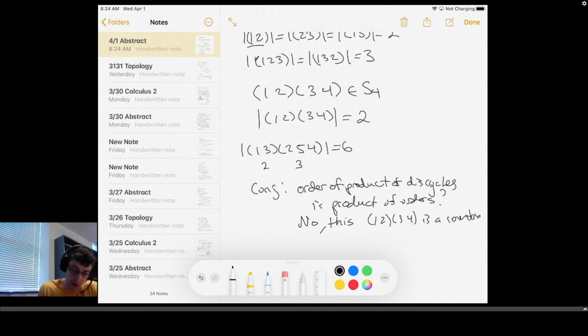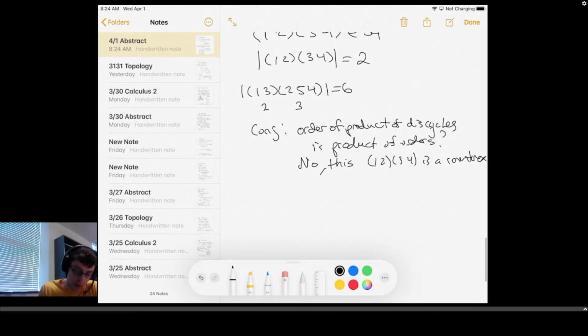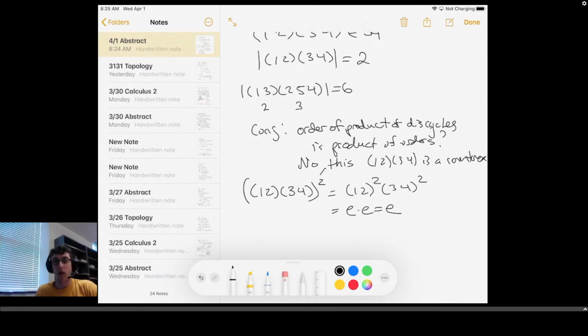And the reason that it's order 2, right? So again, they're disjoint. So (1 2)(3 4) squared is (1 2) squared (3 4) squared, because they commute. And so we can gather all of our (1 2)s, we can gather all of our (3 4)s, and this is going to be the identity because each of them are order 2. Right? So to the fourth power also gives you the identity, it's just not the smallest one.